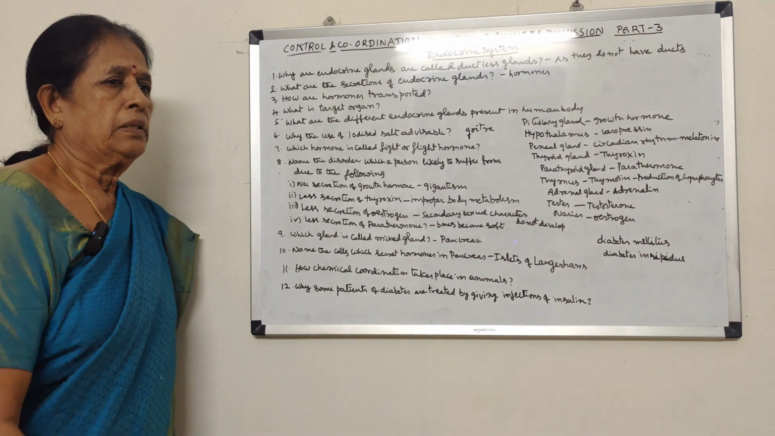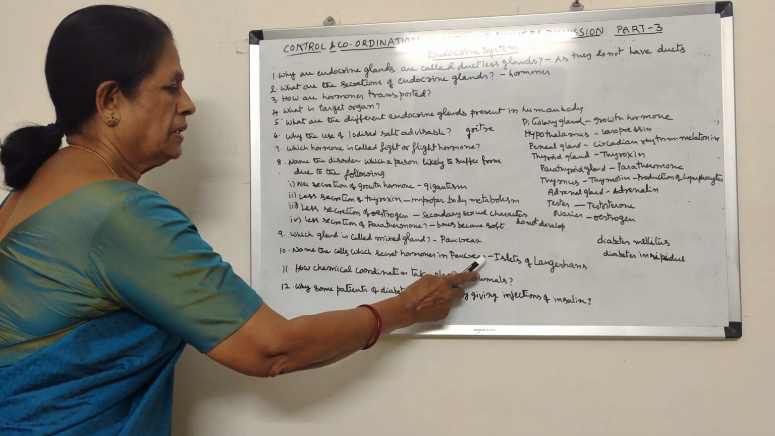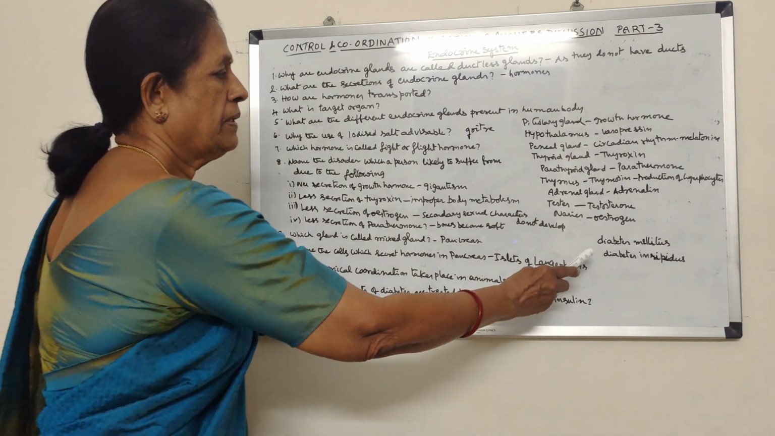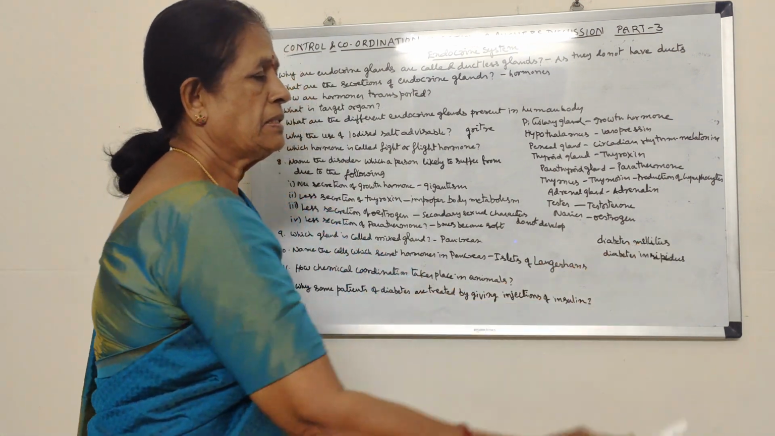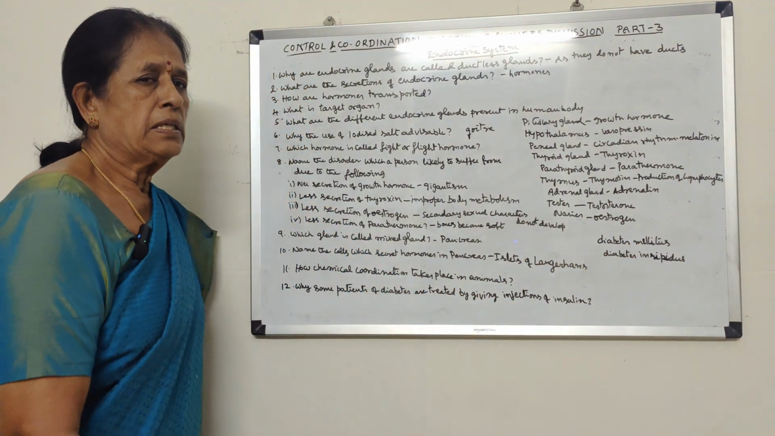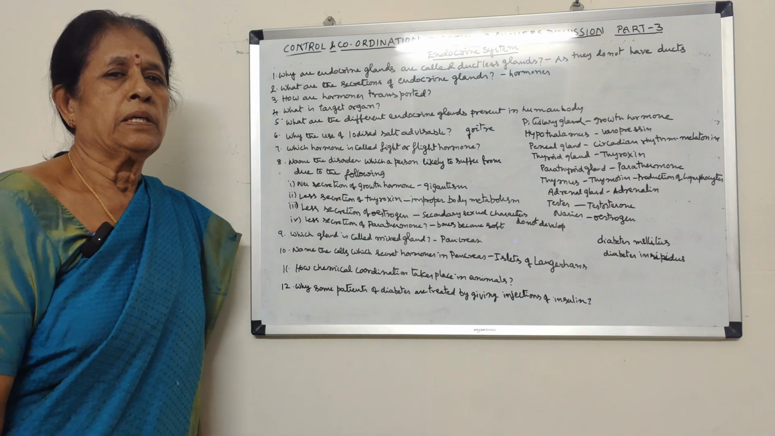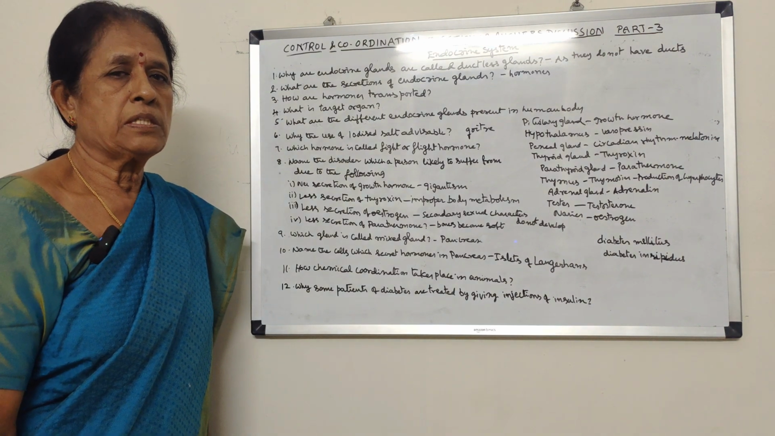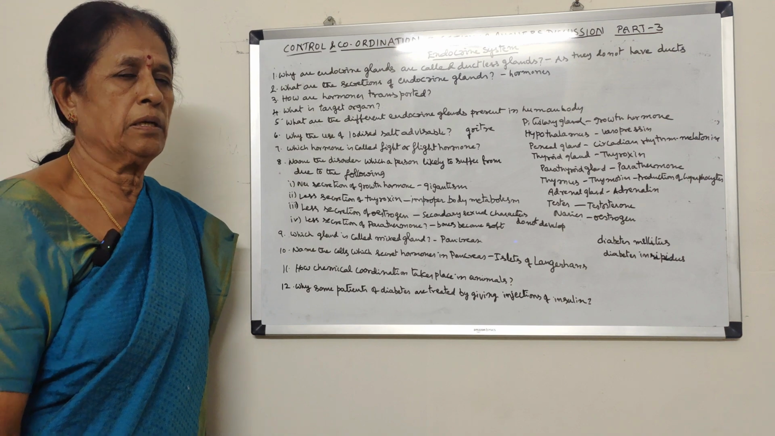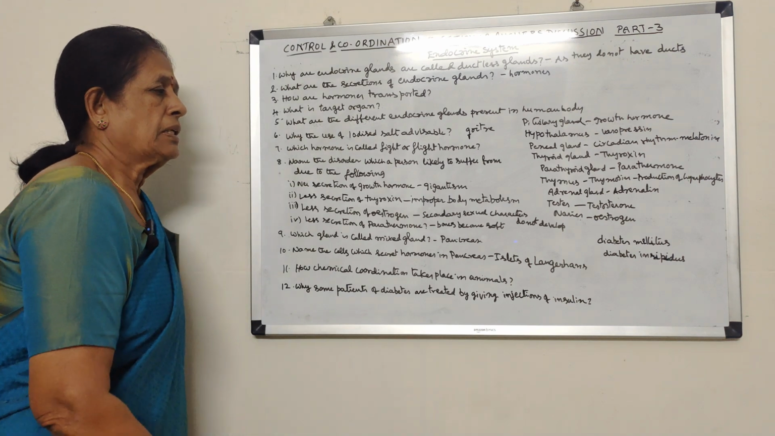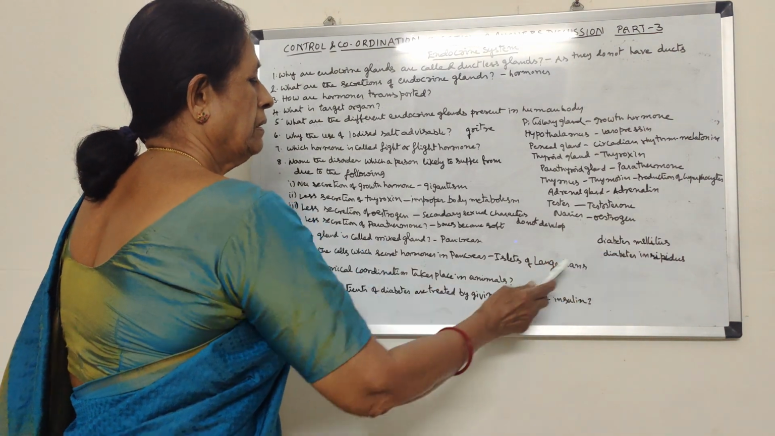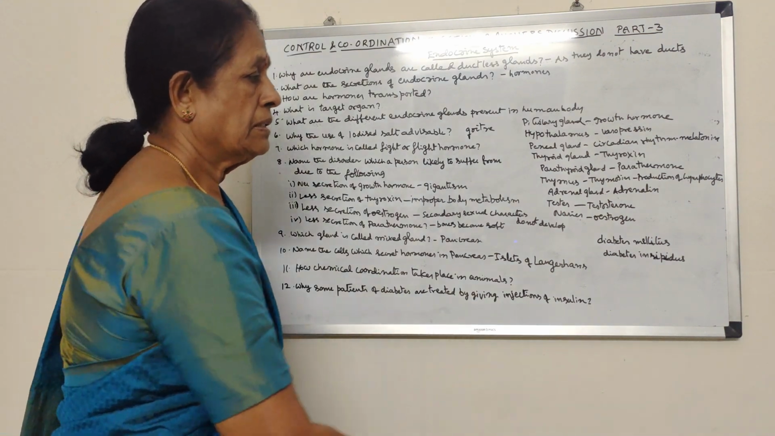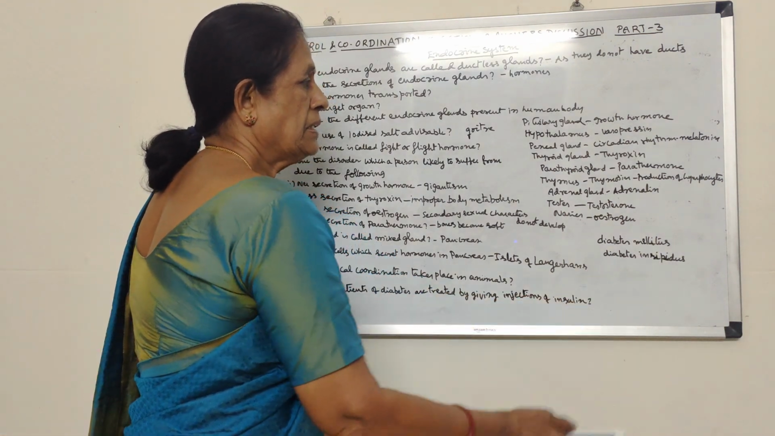If the islets of Langerhans secrete less insulin, the person will suffer from a disease called diabetes mellitus. In diabetes mellitus, an excess amount of glucose is present in blood and urine. To avoid this disease condition, the person is advised to take insulin injections. And one more disease, diabetes insipidus.